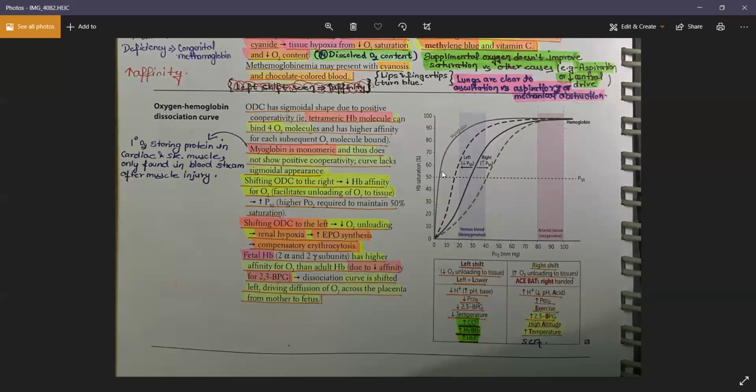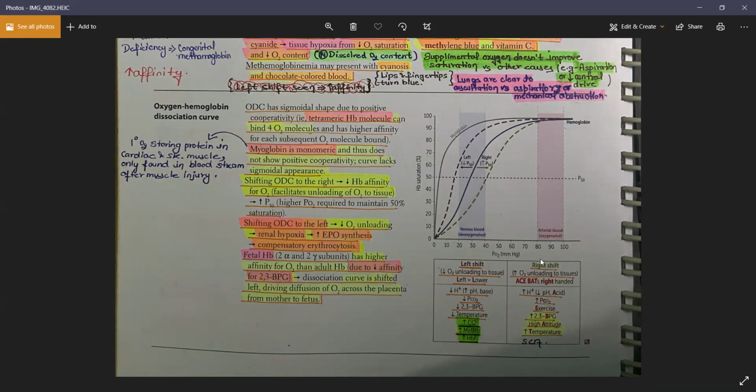Yeah. So any condition which shifts the curve to the right will cause a low affinity for oxygen, and any condition which shifts my curve towards the left will make a high affinity for my hemoglobin. So you have two shifts, the right shift and the left shift.